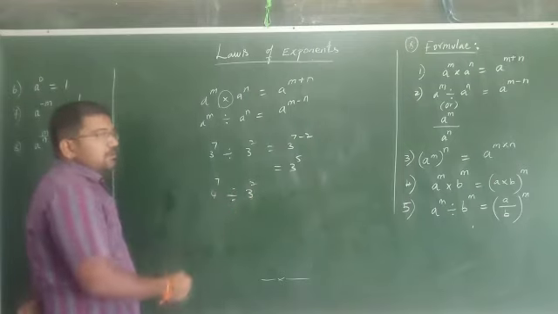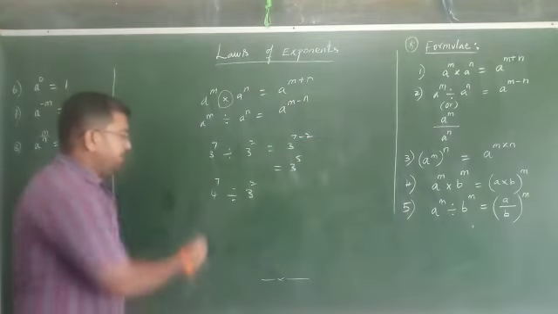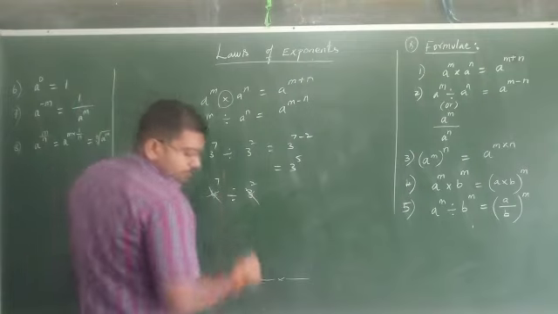Suppose here 4 power 7 divided by 3 square. Is it possible to do? Can we apply the second law? No, we can't, because here the base is not the same.